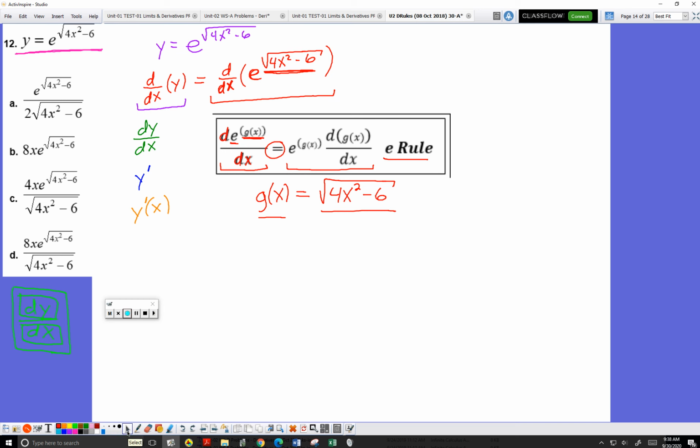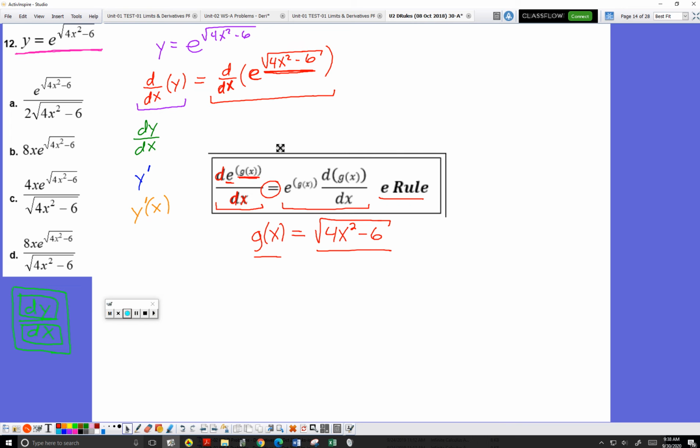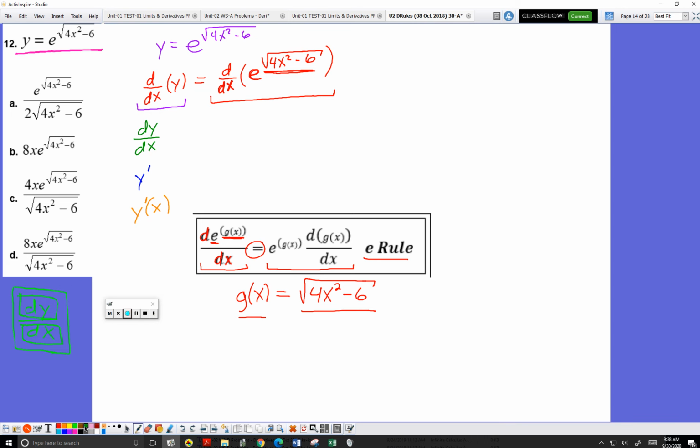So now all I do is follow the rule and make the replacement. So I grab this, pull it out of the way a little bit. So in green, let's see, I need E. So this is going to equal E raised to the g of x. Here's g of x. Multiplied by d over dx of g. Here's g again. We have d over dx of g. Square root 4x squared minus 6. Like so. Questions? So that's how you apply the E rule.